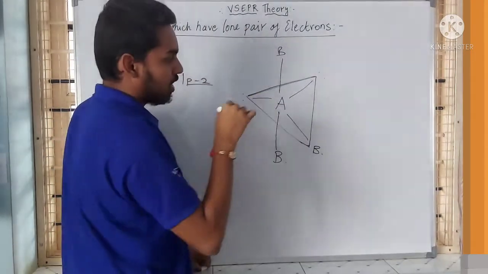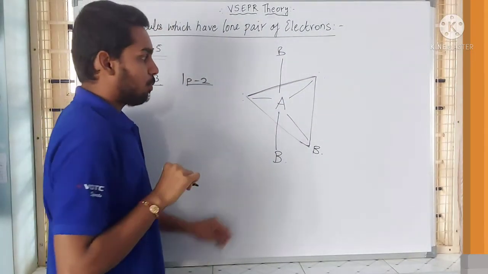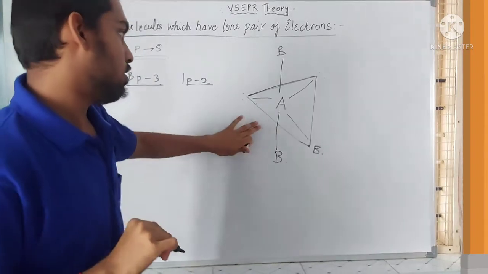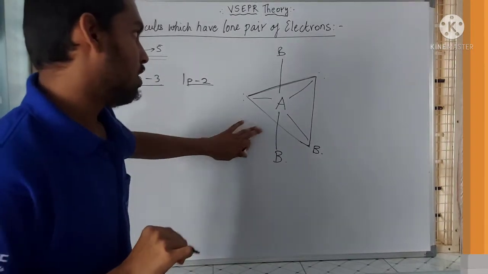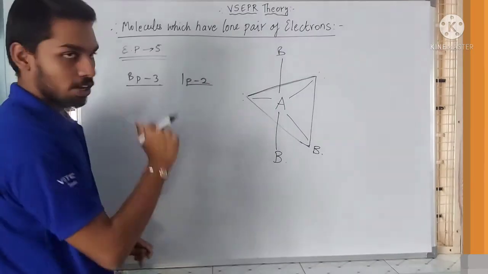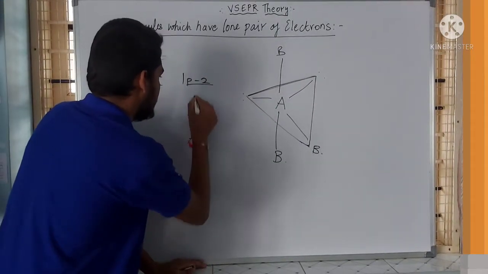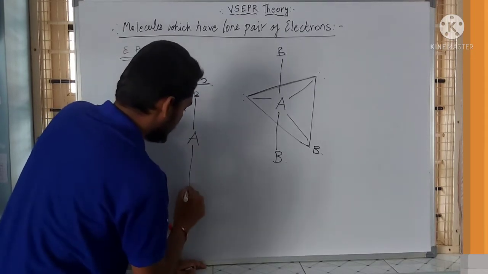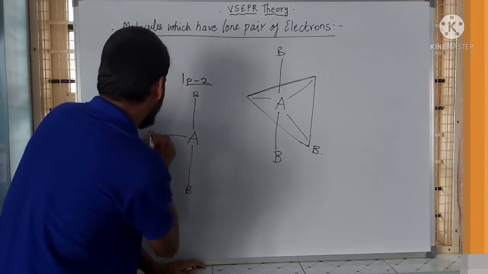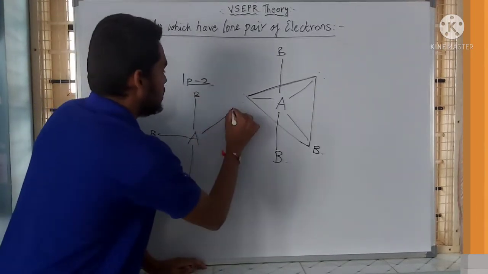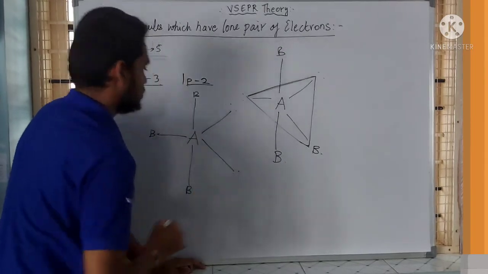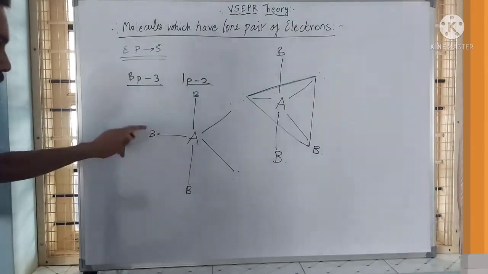So you can see a T shape. Probably you may not see it as a T shape now, but let me interchange the molecules so that you can easily understand. Let this be the A atom, and let this be the B, and this be the B, and let me make B here, and let these two lone pairs come here. So you can see now this is a T shape.